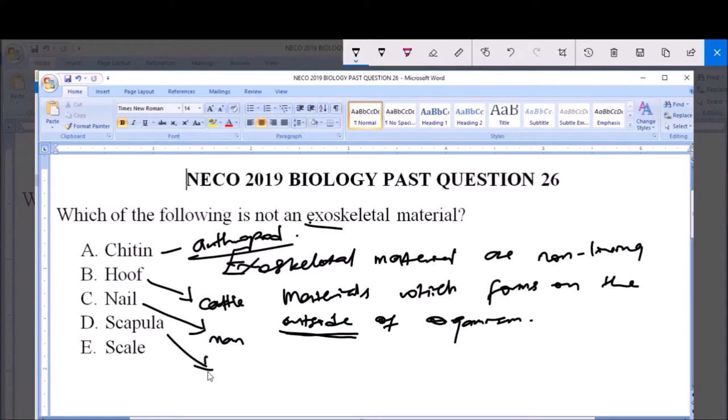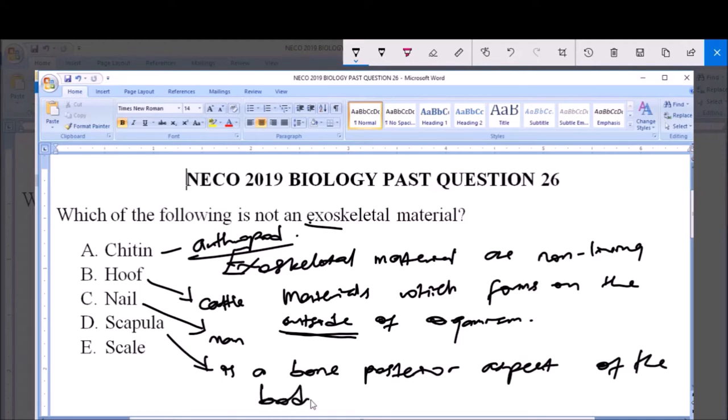Then option D says scapula. Now scapula is a bone. It is more prominent on the posterior aspects of the body. So it's a bone, and this scapula is an endoskeletal material because bones are endoskeletons. You find scapula inside the body, not outside the body. Scapula is located inside the body where it provides attachment for muscles and also for movement. So it's an endoskeletal material, not an exoskeletal material.